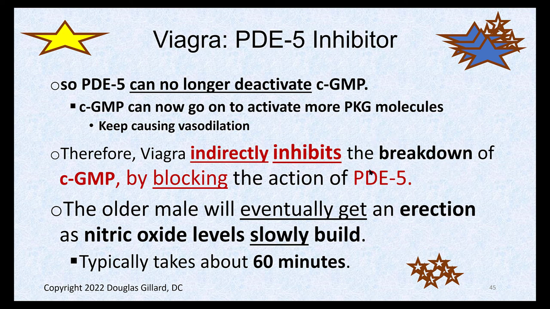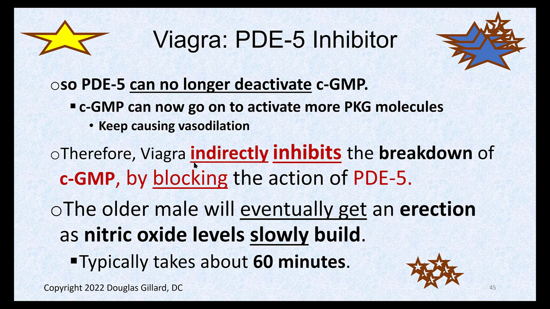It doesn't happen right away because the Viagra doesn't do anything to kick the calcium out of the smooth muscle cell. All it does is deactivate PDE5, and that means cyclic GMP is alive much longer than it normally is. And men can usually make at least a little nitric oxide, so it may take a while, but the nitric oxide then can go through the whole process and kick the calcium out of the smooth muscle cell. Okay, so therefore Viagra indirectly inhibits the breakdown of cyclic GMP by blocking the action of PDE5.